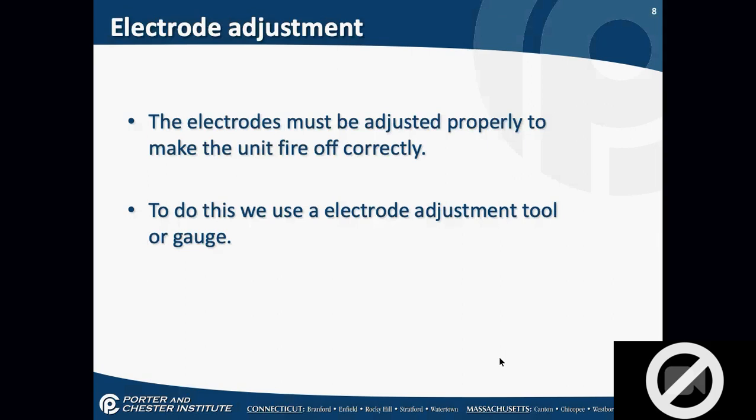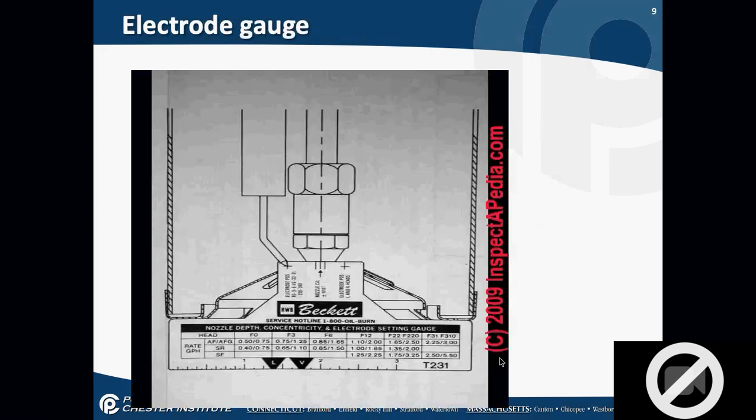Electrodes have to be adjusted properly to fire the unit correctly. To do this, we use what's called an electrode adjustment tool or a gauge. Most often you're going to use a gauge. There is a Beckett gauge that you'll get when you get back onto campus. You're going to get it as part of your shop. It's a little triangular sort of, well, not really triangular. It's this portion inside my drawing right here. It's a metal gauge. It's put out by Beckett, which was one of the burner manufacturers.